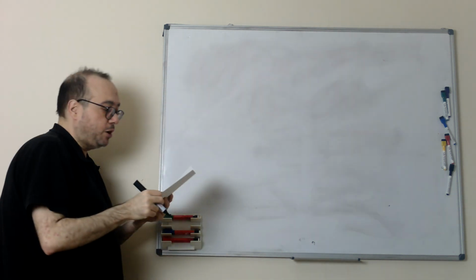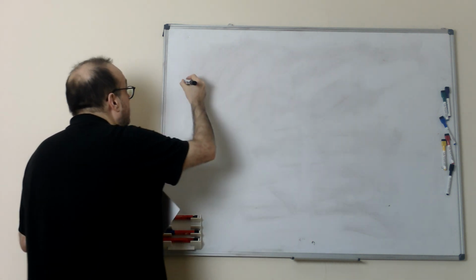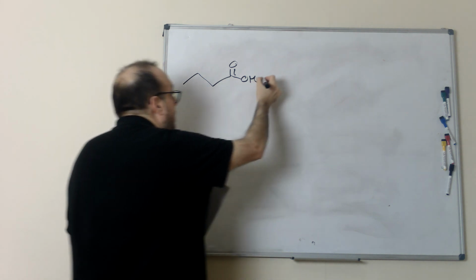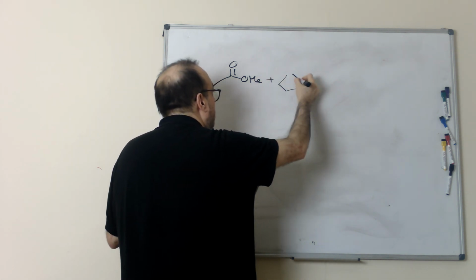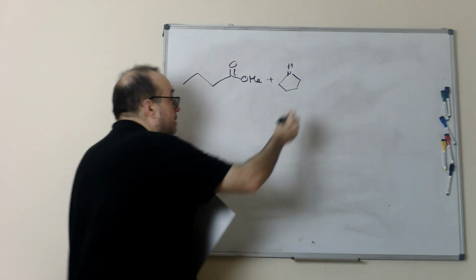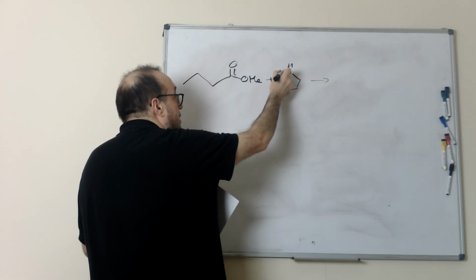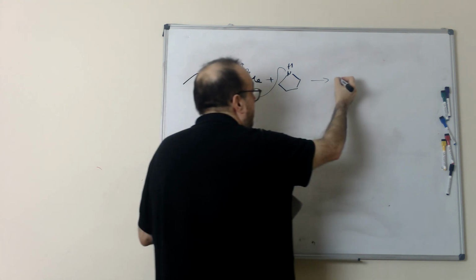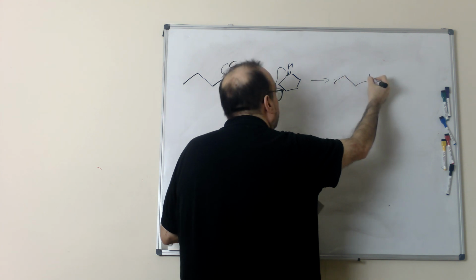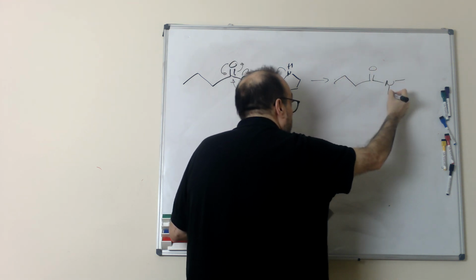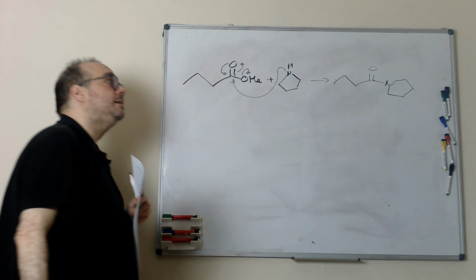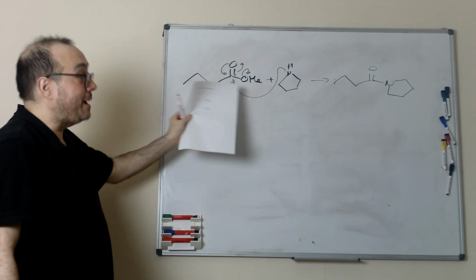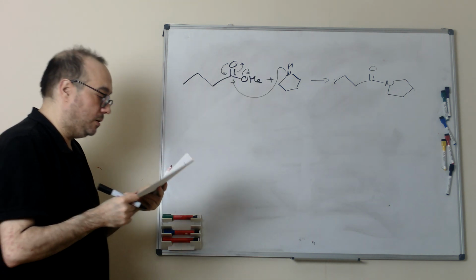Tell us what are the products of the reactions shown below. We have here an ester. We add a secondary amine, again addition, elimination, and what we get is this final amide. Please do at home the mechanisms and check that the final product is what I drew.